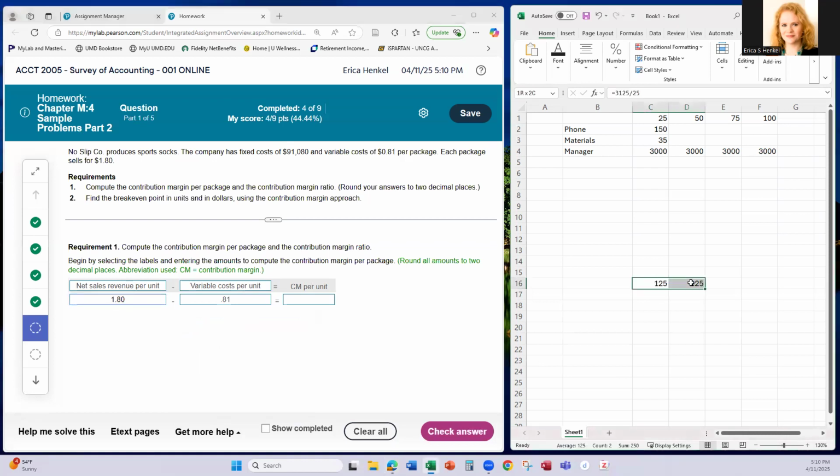So that gives us a contribution margin per unit of 1.8 minus 0.81, which is oops, hold on a second here. Oh my gosh, Erica. Okay, 1.8 minus 0.81. There we go, 99 cents per unit.